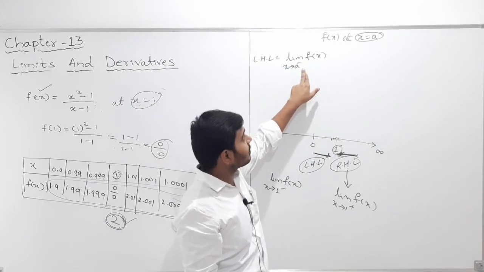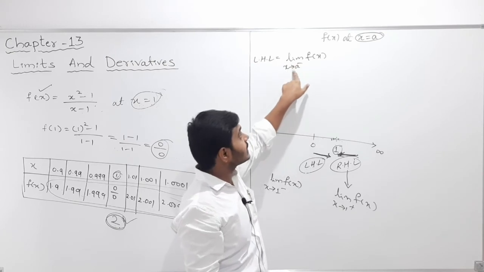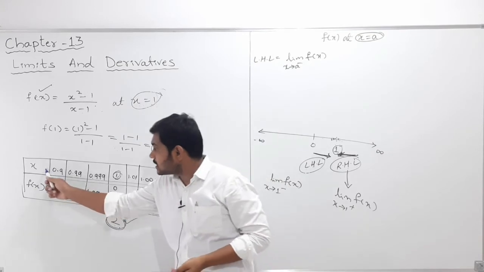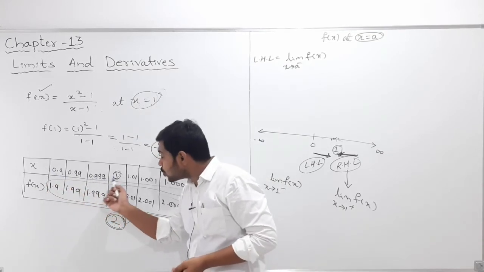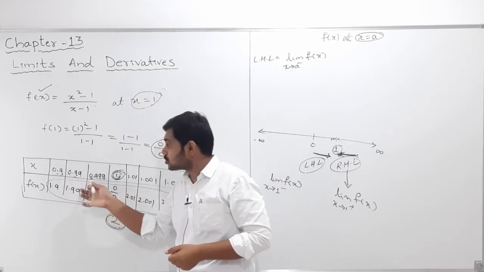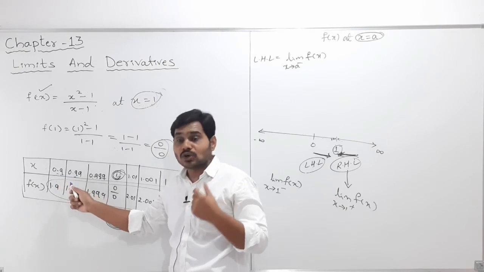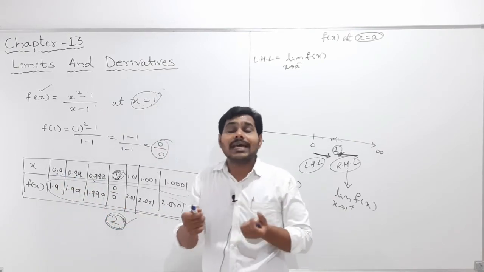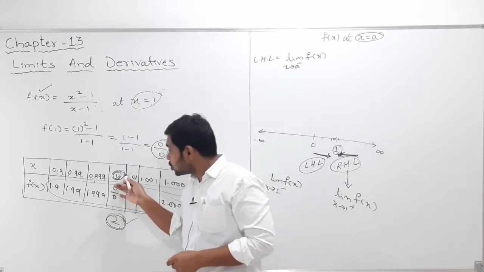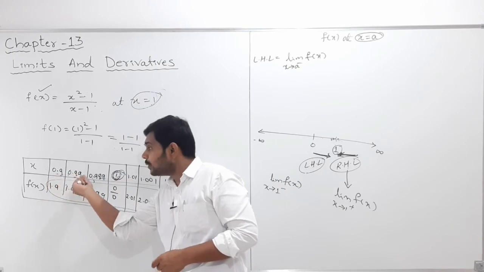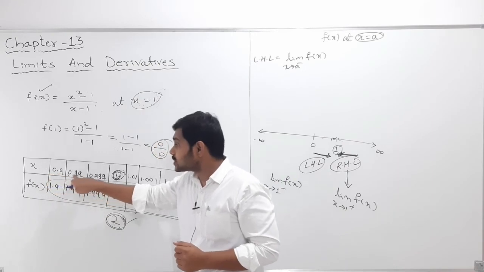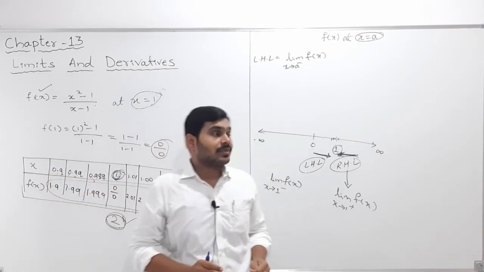Therefore I write x tends to a minus, the limit of the function f of x as x tends to a minus. X tends to means we are giving values very close to that point. Here in this particular case we are giving values very close to this. Mathematically we can call this "tends to" or "approaches to". It means to this value we are giving the values very close.